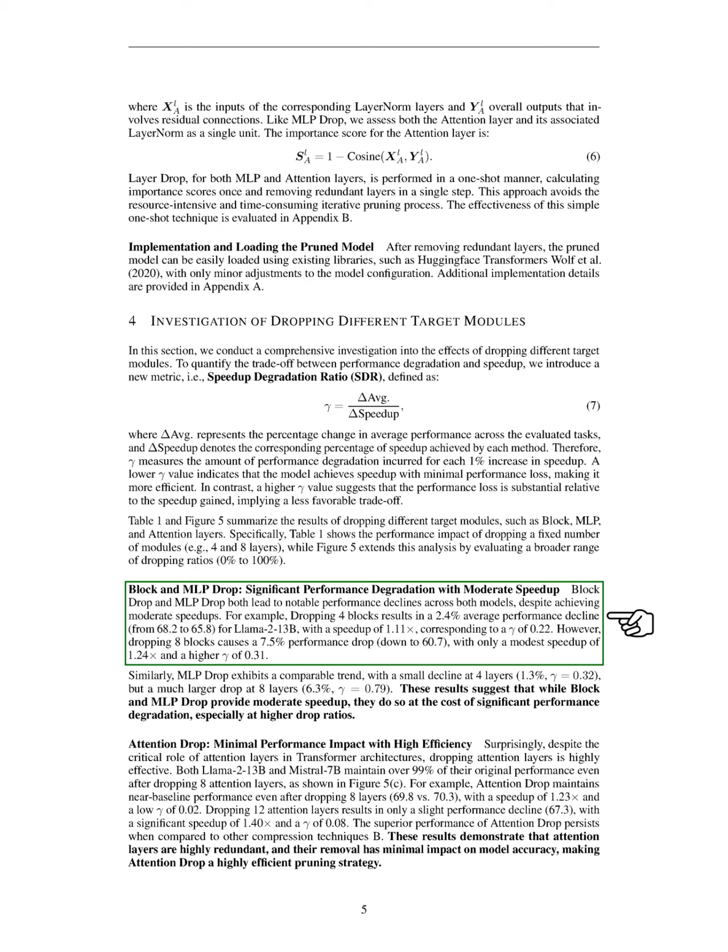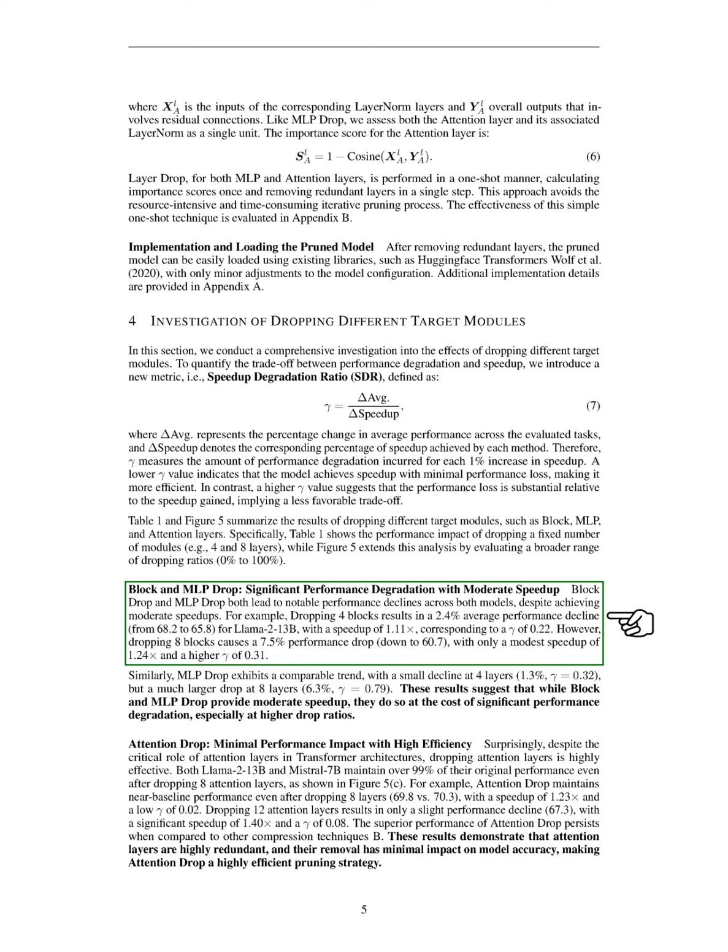For instance, removing 4 blocks results in a 2.4% average performance drop for the Llama 2 13B model, with a speedup of about 1.11 times. However, dropping 8 blocks leads to a 7.5% performance decline, with a modest speedup of 1.24 times. Similarly, MLP layer removal shows a small decline at 4 layers but a larger drop at 8 layers, indicating that while we gain some speed, it comes at a considerable cost to performance.